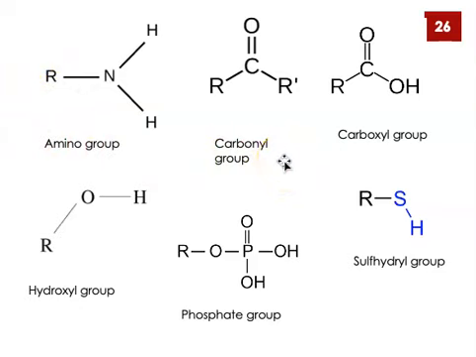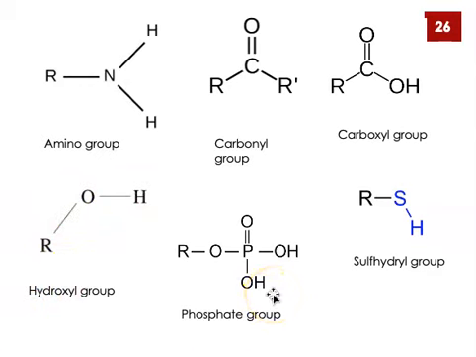This is a carbonyl group. A carbon double bonded to an oxygen and then attached in 2 places to the rest of the molecule. Here's a carboxyl group, which looks an awful lot like a carbonyl group. The difference is that we have a carbon double bonded to an oxygen, and then we have an OH attached, as well as the rest of the molecule. Down here, this is a hydroxyl group. It's simply an oxygen and a hydrogen attached to the rest of the molecule.